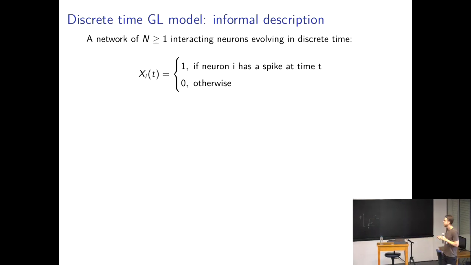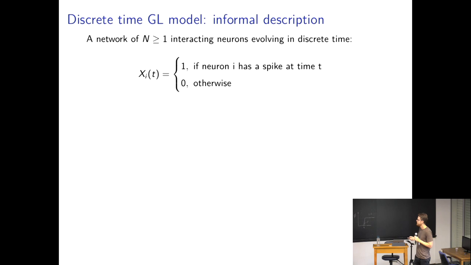Before going to the description of the simulation algorithm, I just want to recall, very informally, the description of the discrete time version of the GL model. Here N will always be the total number of neurons, and they are evolving in discrete time, meaning that we are discretizing the time in very short size bins. Each bin can be read as a time.